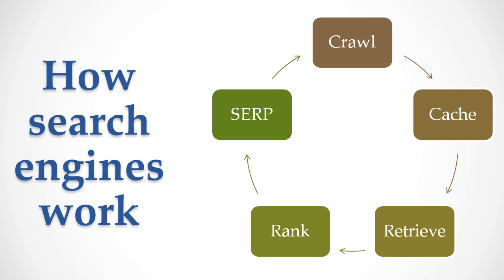So moving on to the second module, and this is where it just gets a little bit more tricky. Let's have a look at how search engines work. So let's start by having a look at the 5 key areas involved in how search engines work. And that's number 1, crawl, number 2, cache, number 3, retrieve, number 4, rank, number 5, SERP. Those words don't necessarily mean much to you at this stage, but let's look into them in a little bit more depth. So number 1, crawl.